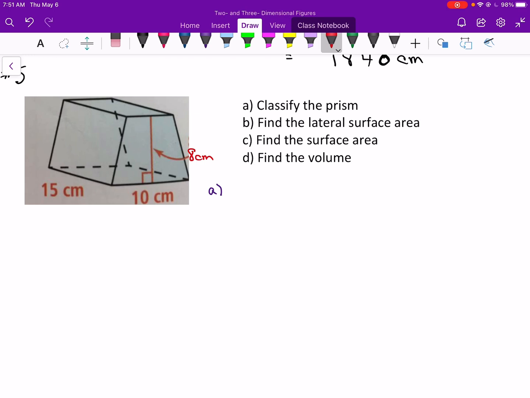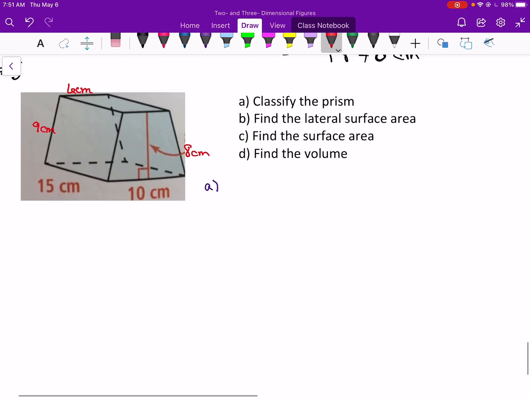And let's see, this is 6 up here, and this one is 9. There we go. All right, so the front and the back are the same size. They are both trapezoids. So since the bases are trapezoids, this is a trapezoidal prism.